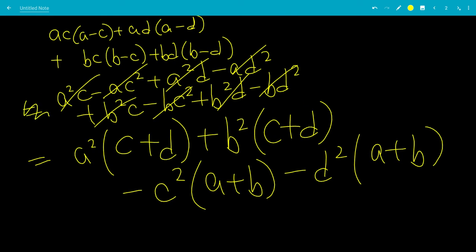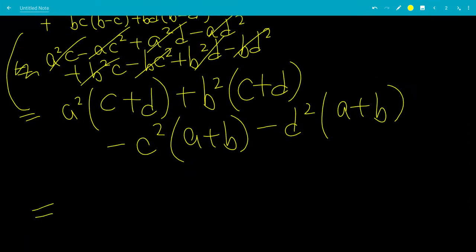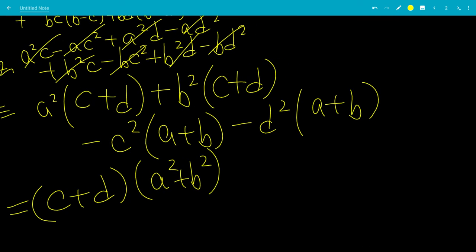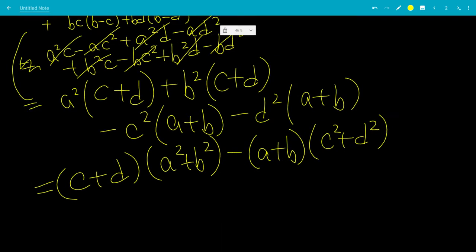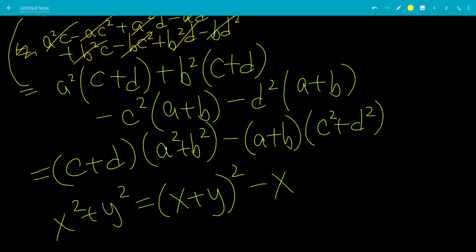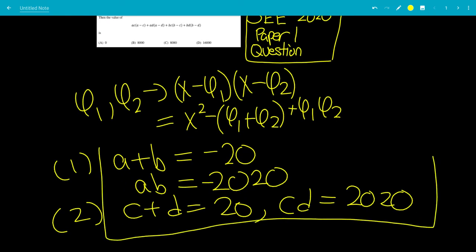So this is not really equals anymore. This is equals. Okay, so we're going to factor out c plus d. So this would be c plus d. We're left with a squared plus b squared. We're going to factor out a negative a plus b, and we're going to be left with c squared plus d squared. We also should know that x squared plus y squared is x plus y quantity squared minus 2xy. Because we know these, this will really help us.